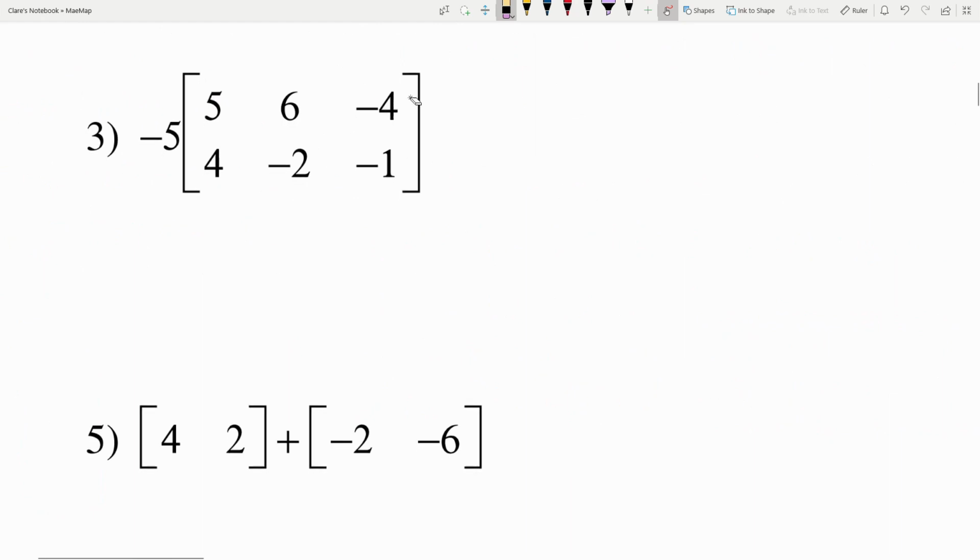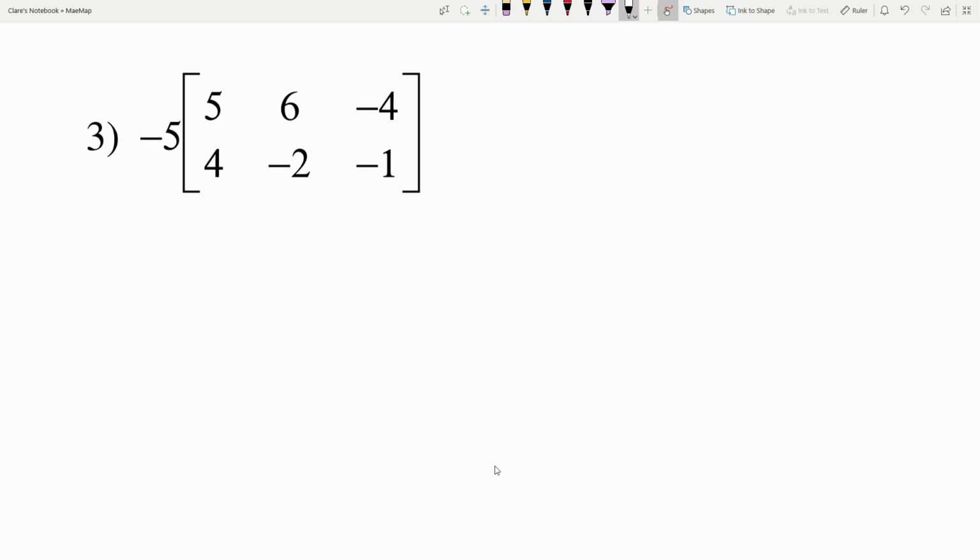Now moving on to number 3, we're mixing things up a bit, because now we're going to be multiplying by a scalar. And multiplying by a scalar is multiplying by just a number. So we're scaling this matrix by negative 5. Essentially we're going to be multiplying every single element in our matrix by negative 5. That's scaling the matrix by negative 5.